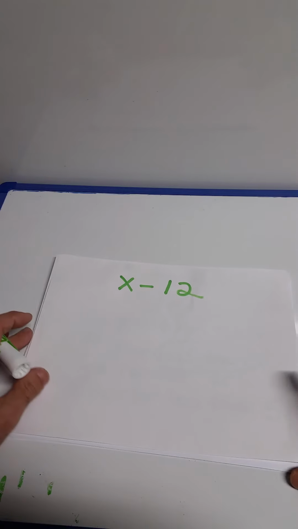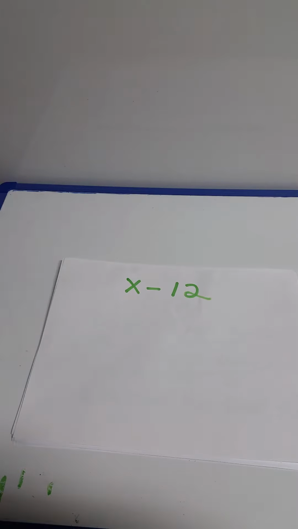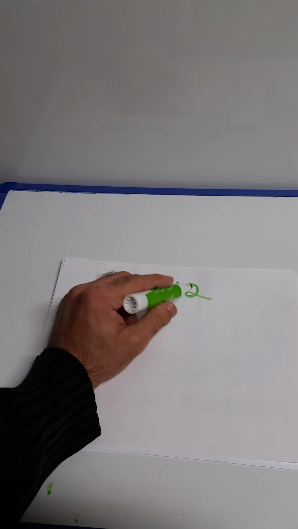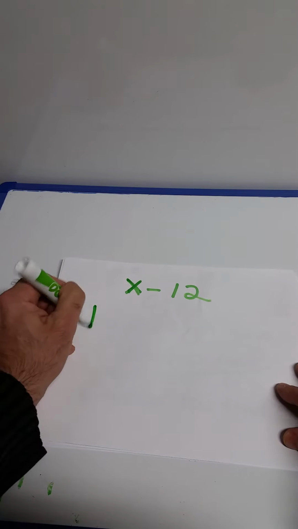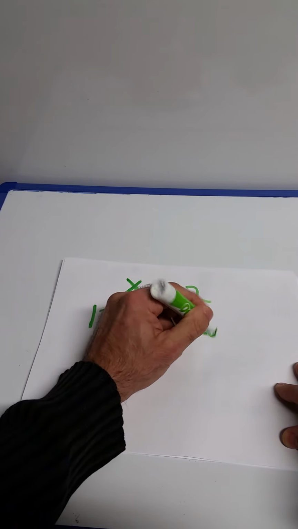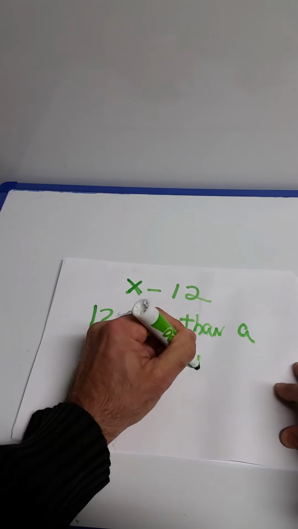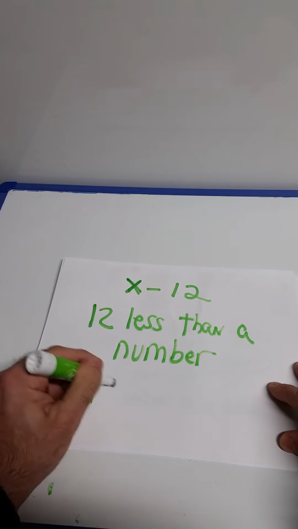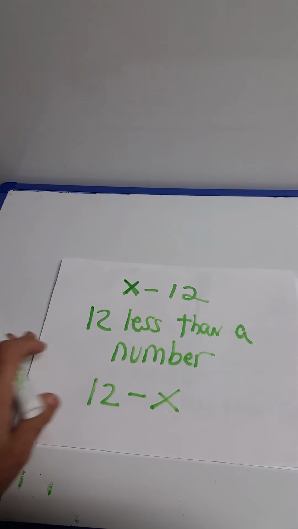How would you write this? Again, we can say this is a number minus 12. It's the difference between a number and 12. But it's actually 12 less than a number. If I wrote it like this, it would be a number less than 12.